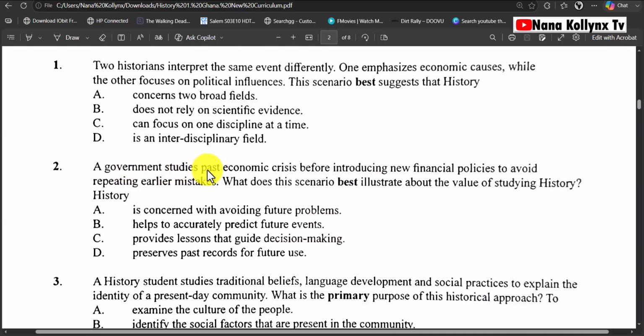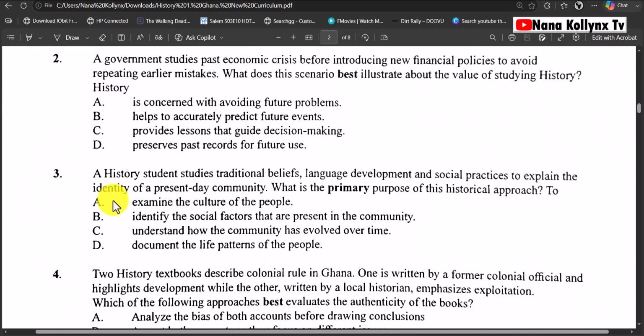2. A government studies past economic crisis before introducing a new financial policy to avoid repeating earlier mistakes. What does this scenario best illustrate about the value of studying history? So history is, you write it on a paper. Let's move on to question number 3.